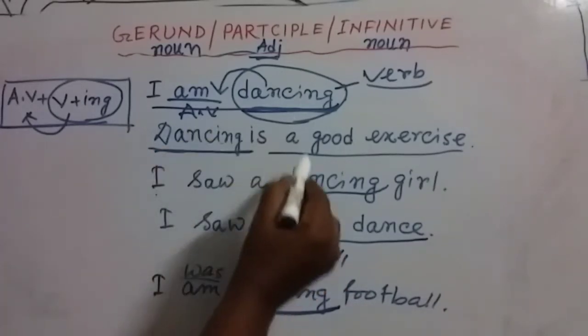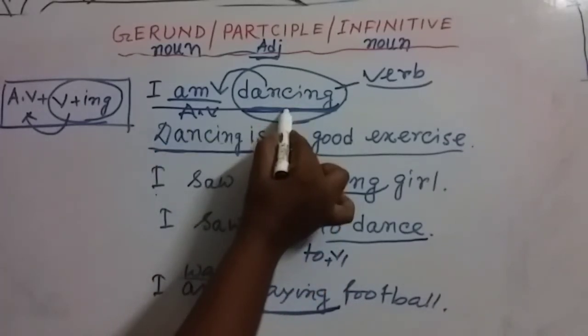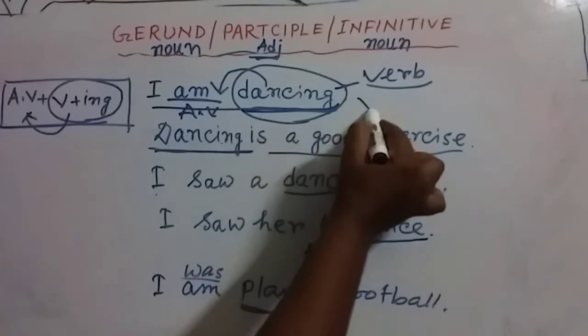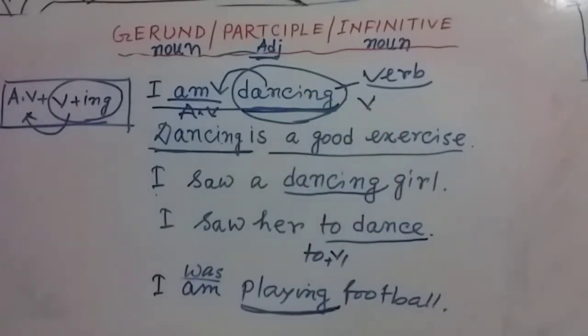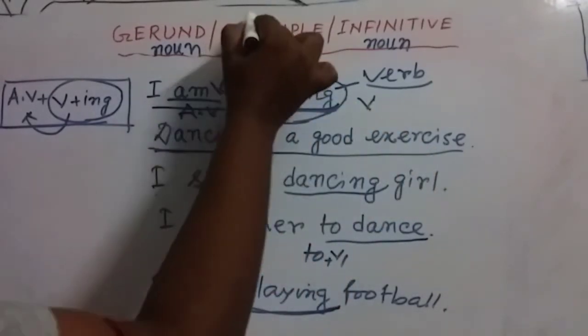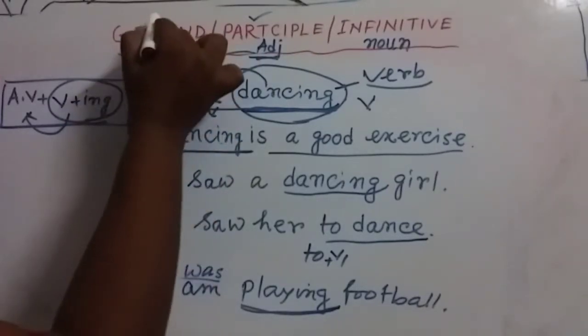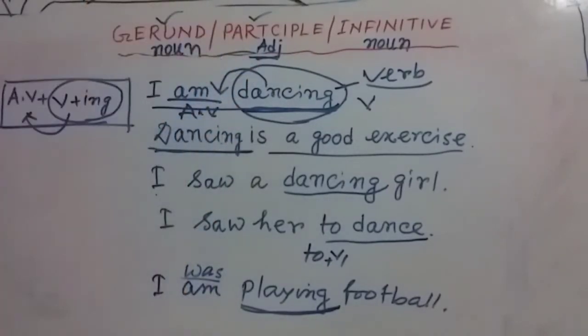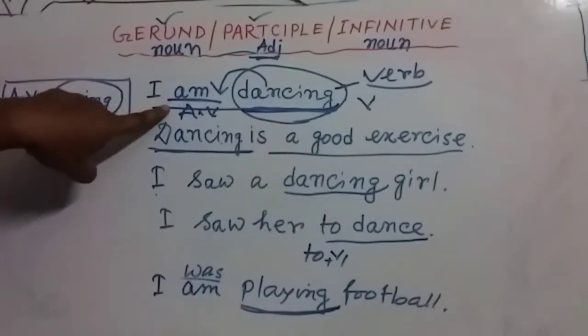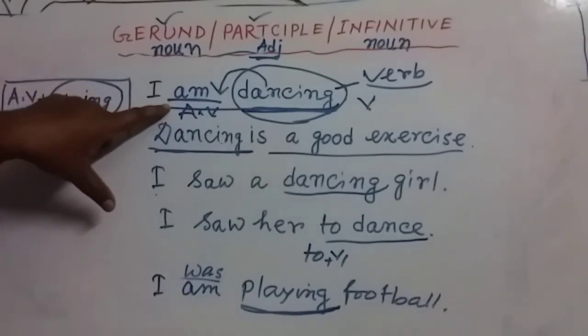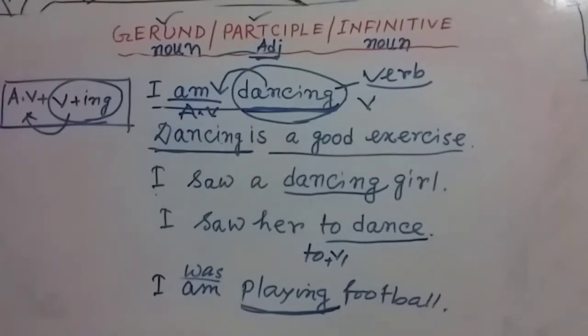That means this ing form can be used as a pure verb, this ing form can be used as a participle only, and this ing form can be used as a gerund. That's why I informed you of this. If there is an auxiliary verb before the ing form of the verb, then obviously it is purely a continuous verb.